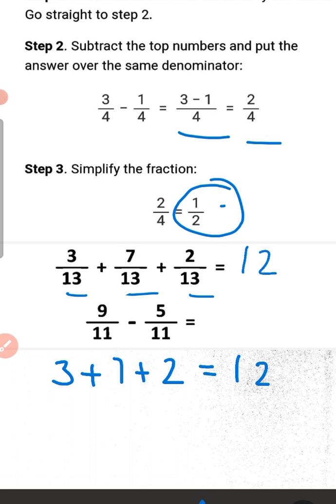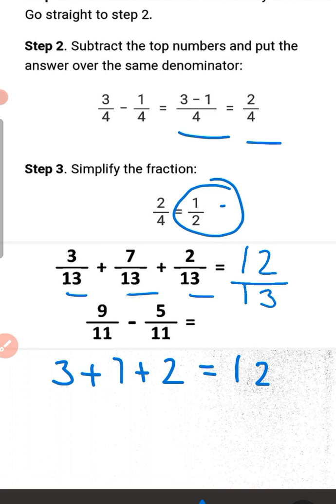12 by 13. Write the same denominator. Okay, children, in 12 and 13 nothing is common, so we can't simplify this answer. So our answer is 12 by 13.